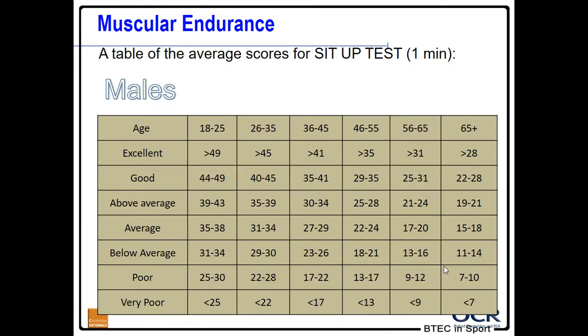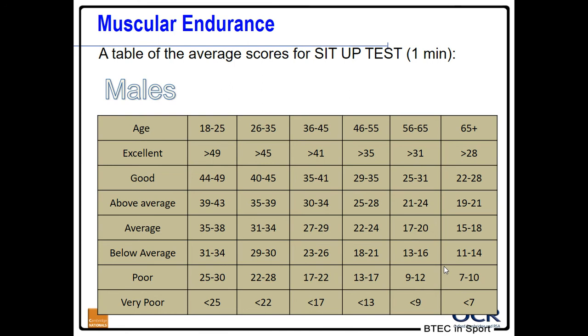These are examples of normative data that you'll get from BrainMac. So these are tables that tell you whether you're excellent, good, above average for males and females. So they give you all of those figures. And from those figures, of course, you can then discuss those, or you can refer to them, write about them.